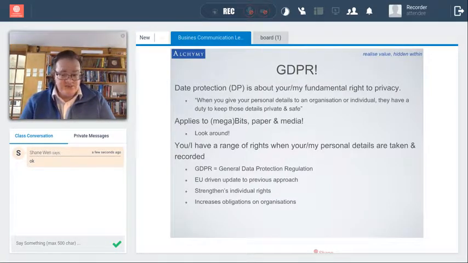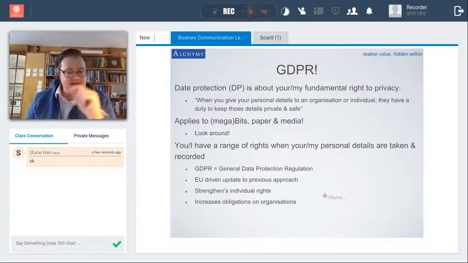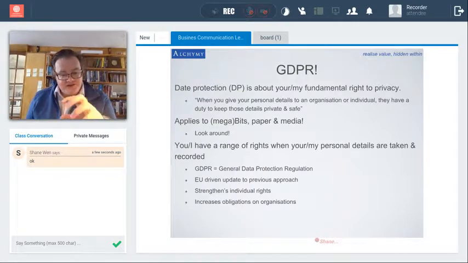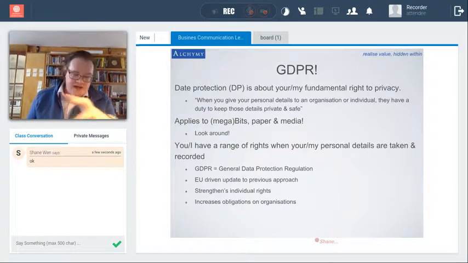So you or I, as individuals, have a range of rights with regards to our personal data. And GDPR protects that. It's an EU-driven update to previous data protection, and very much it strengthens the individual's rights. It significantly increases obligations on organizations. And fundamental to that, it creates responsibility for self-governance to a certain extent within the framework of GDPR for organizations.